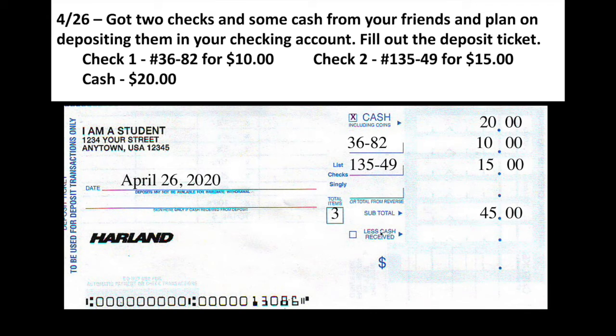We are not taking any cash out of the bank, so we will leave this part blank. So the total amount of our deposit will be $45. Again, we do not have to sign it here because we have not taken any cash out of the bank.